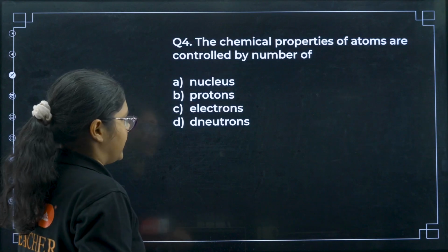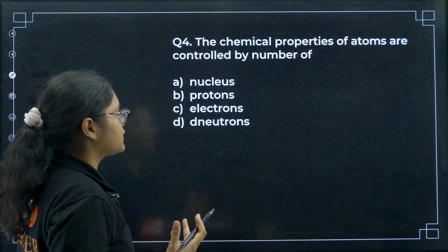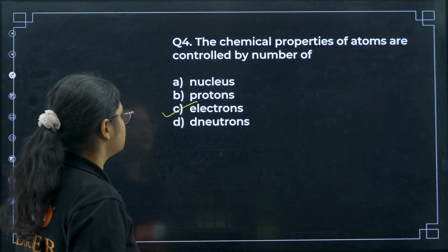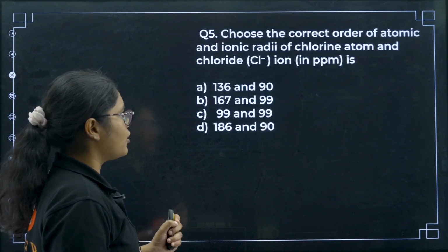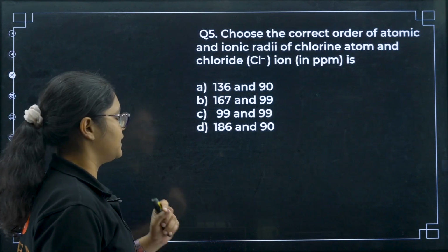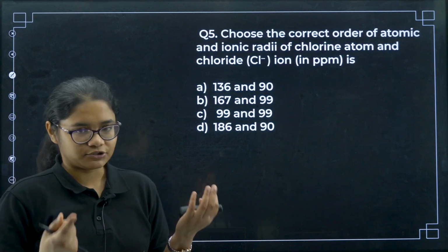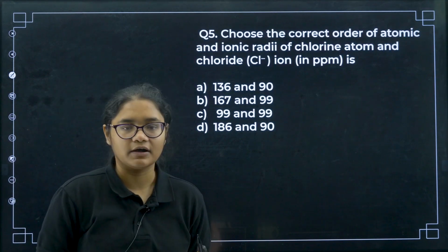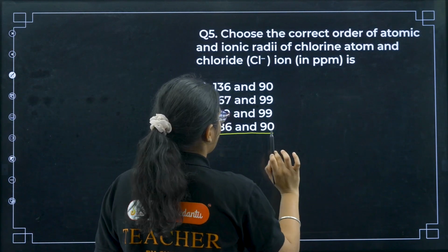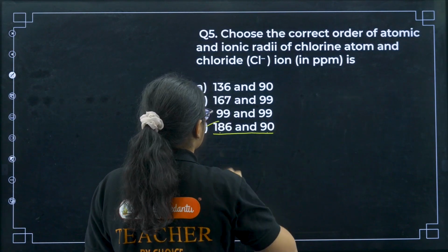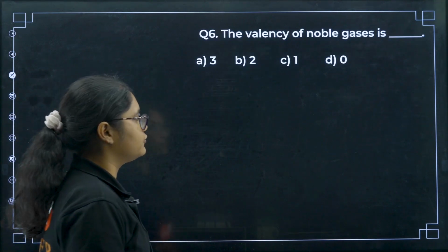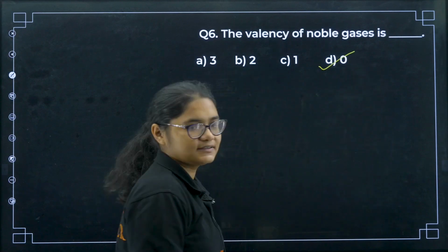Next, the chemical properties of an atom are controlled by the number of... So the chemical properties depend on electrons. So that is option number C. Next, choose the correct order of atomic and ionic radii of chlorine atom and chloride ion in pm. This is very factual data, so you should remember the values for chlorine, but generally such questions are not expected where you have to remember the values. For chlorine it is 90 and for chloride it is 186. Next we have the valency of noble gases. We know they are unreactive, so it is 0.